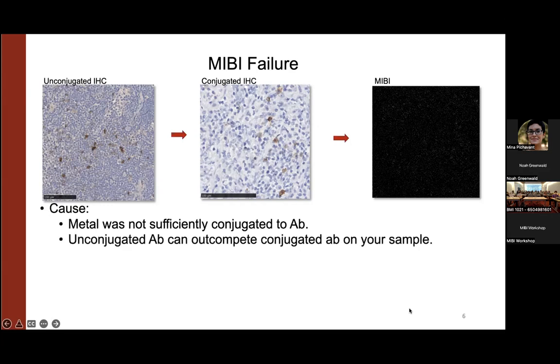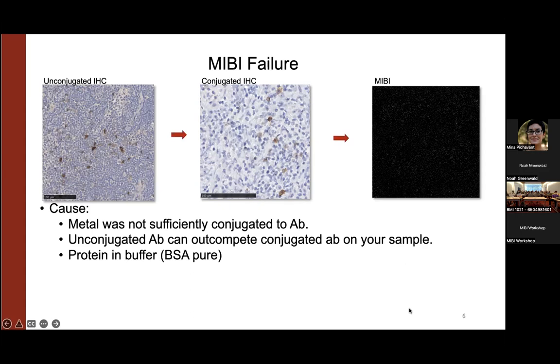You might also have the case that some of the antibody got conjugated, but not all of the antibody. Maybe there is some sort of conformational change that's decreasing the binding affinity of the conjugated antibody versus the unconjugated antibody. The unconjugated antibody is binding tighter than the conjugated antibody, and because of this, the unconjugated antibody is outcompeting the conjugated antibody. You're not able to see the signal you'd like to be seeing.